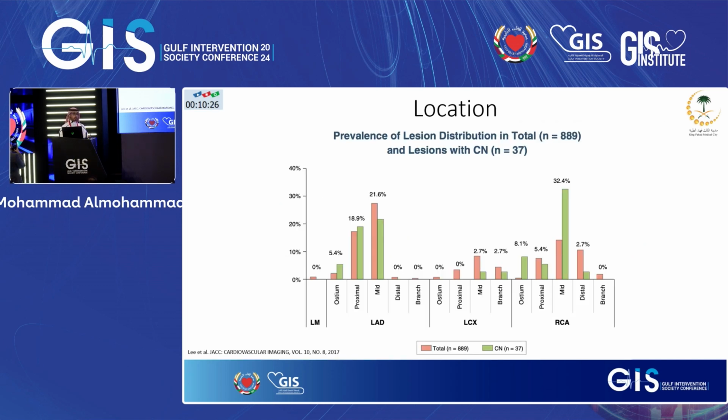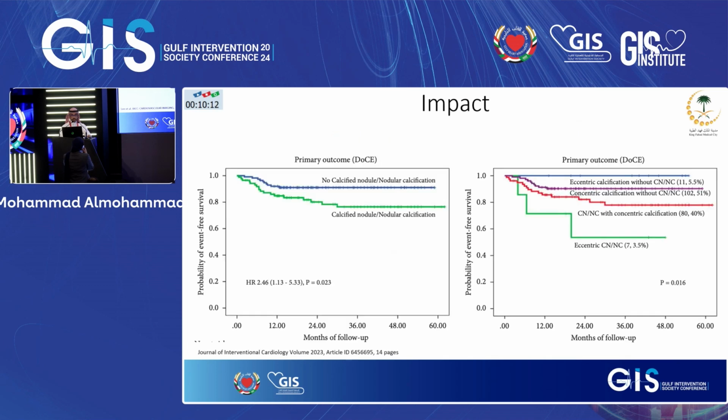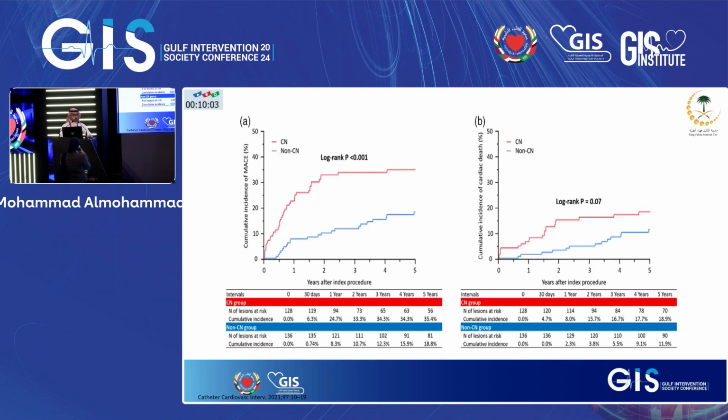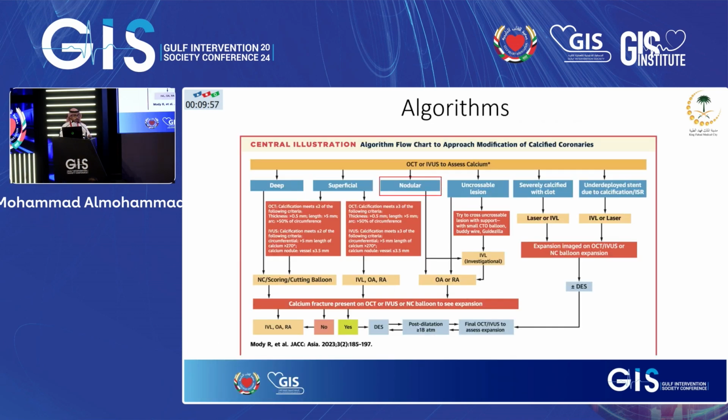Where is it located the most? It's usually in the RCA and usually in the mid area. Second comes the mid-LAD, and it usually hovers around the angle points or the hinge points of the vessel, sometimes around the bifurcations. Does it have an impact? Definitely has a clinical impact. Patients usually do worse in terms of survival rate, and also in terms of MACE overall, they do worse compared to other classifications. So lots of options, not going to go through them, but everyone talked about different algorithms.